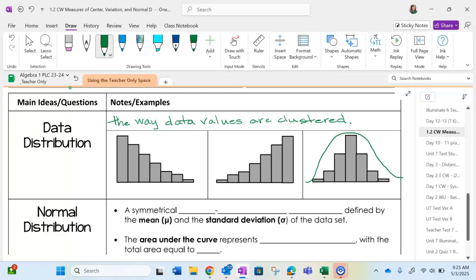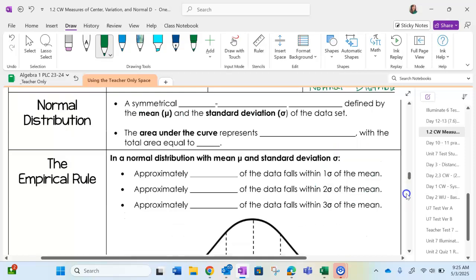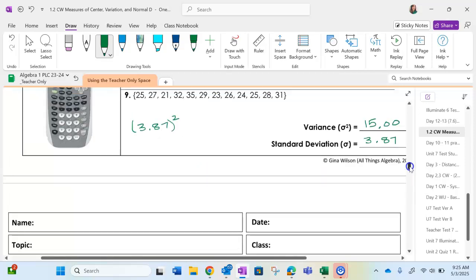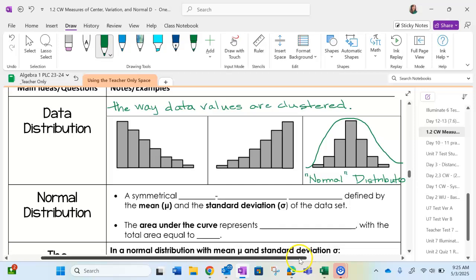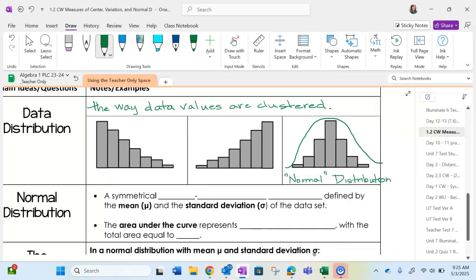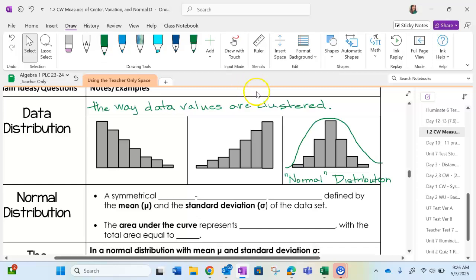That means if I divided this into 2 halves, this half is pretty much the same as this half. We call this a "normal" distribution. Those are quotation marks, and my ink is running together. Okay, oops. Oh, they didn't like me doing that. Sorry about that. A normal distribution. Okay, not perfect, but pretty symmetrical.